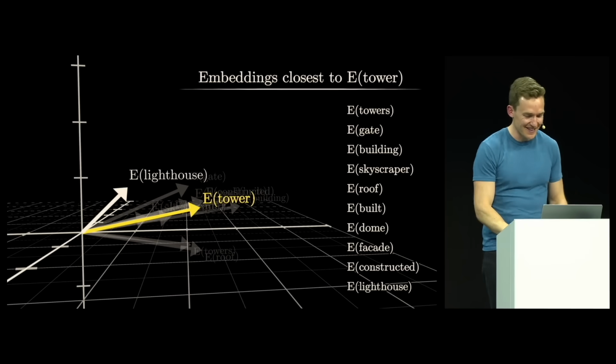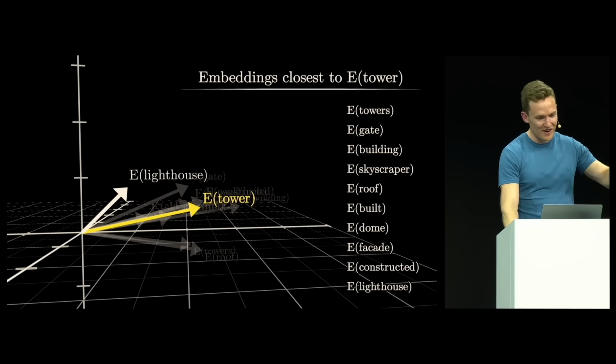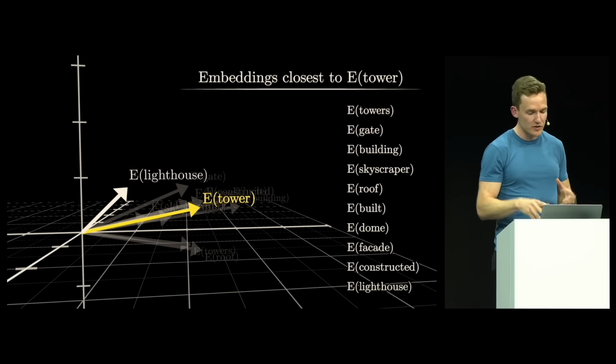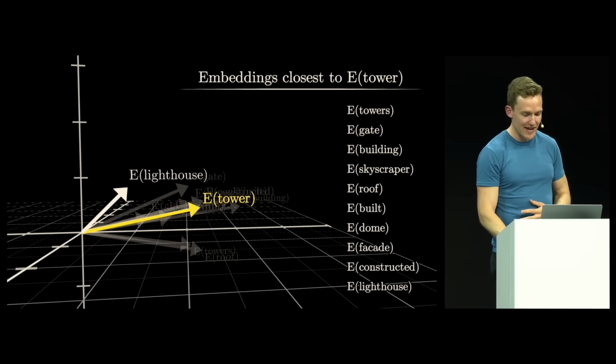But it gets a lot more interesting than that, because it's not just a matter of where the words are and how they cluster, but also that directions in the space might encode different sorts of meanings that aren't necessarily captured in a particular word, but in a more generic idea.